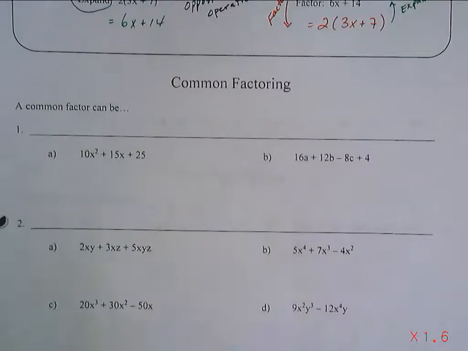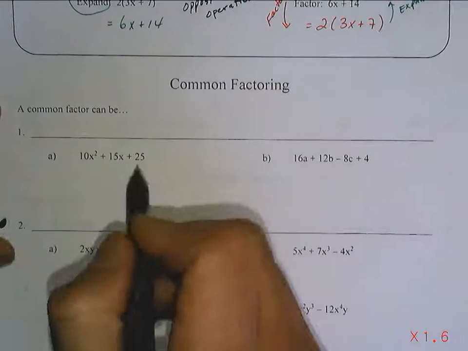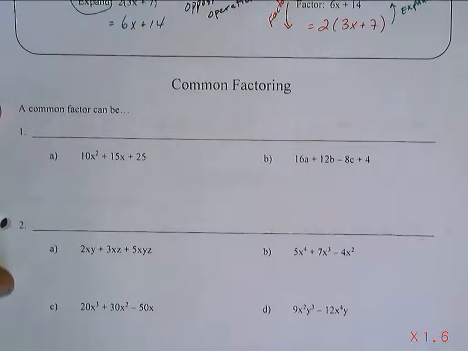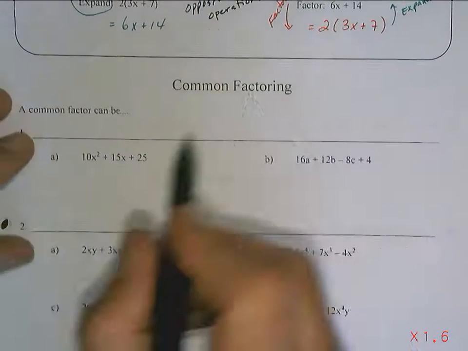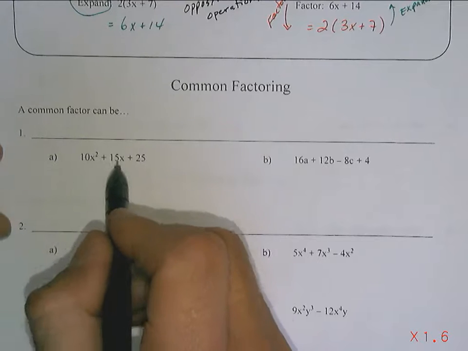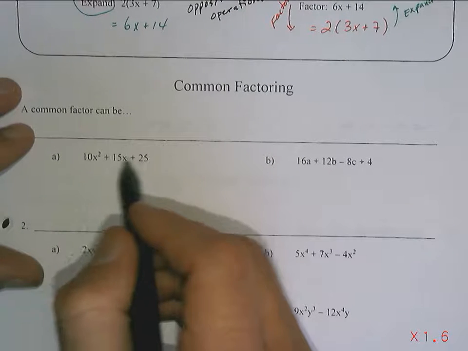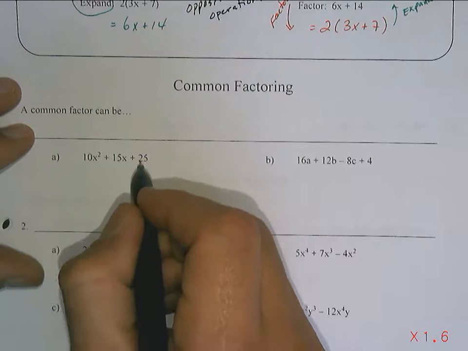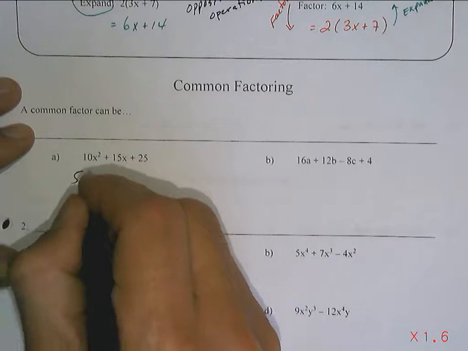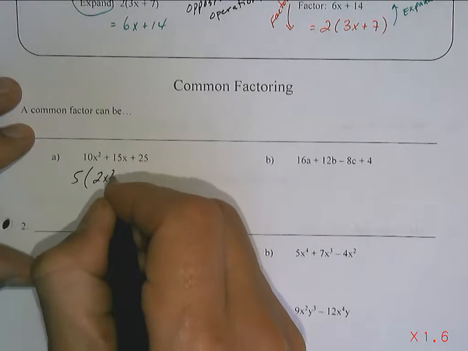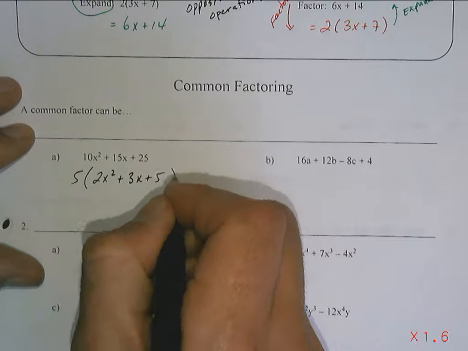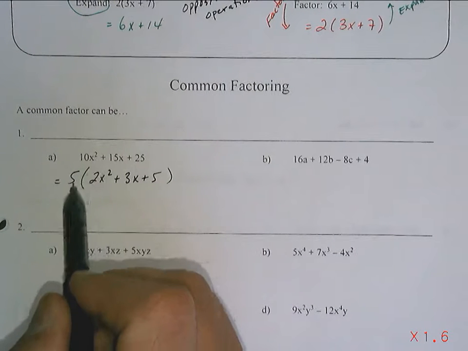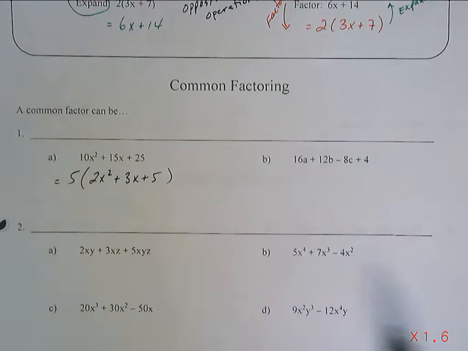Okay, so common factoring, and I've got 2 examples here, A and B. So the first one is a trinomial. I'm not going to factor it like a trinomial because this question's asking for common factoring. And I notice that I've got a 10x squared, a 15x, and a 25. All of them have a multiple of 5 in them. 10 is 2 times 5, 15 is 3 times 5, and 25 is 5 times 5. So if I take out that 5, it's going to leave me with 2x squared plus 3x plus 5. Meaning that I did 10x squared divided by 5, which is 2x squared, 15x divided by 5, which is 3x, and 25 divided by 5, which is 5.